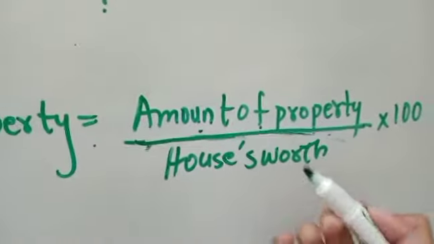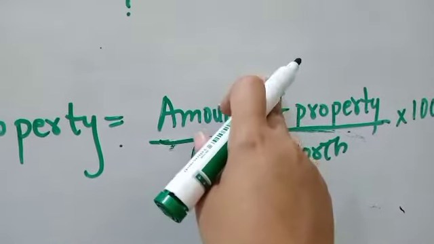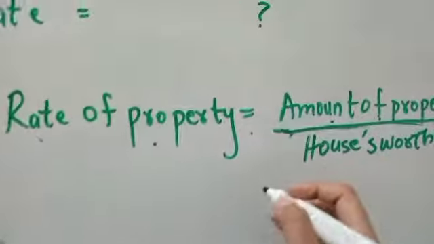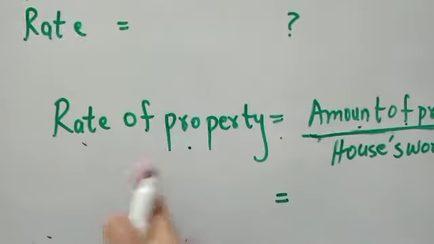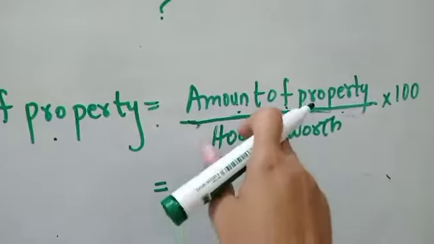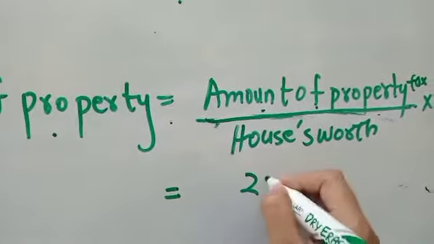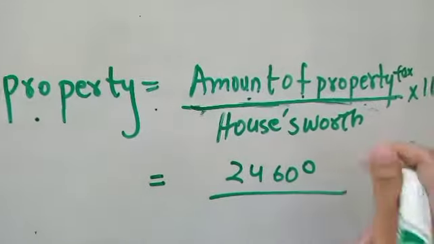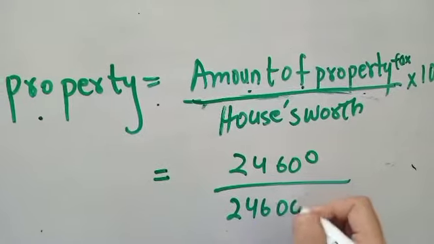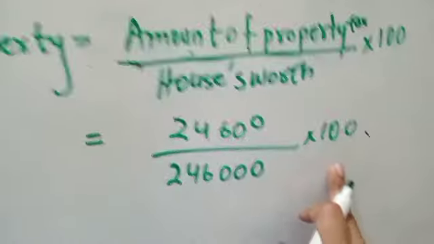Sorry, I said something opposite. This was given in the previous question, this we were calculating, and this was also given in the previous question. So now let's look back. If we have to calculate the rate of property tax, we just have to fit in this formula. Amount of property tax is what? 24,600. House worth is given to you, which is 2,46,000. Multiply by 100 will come over here.